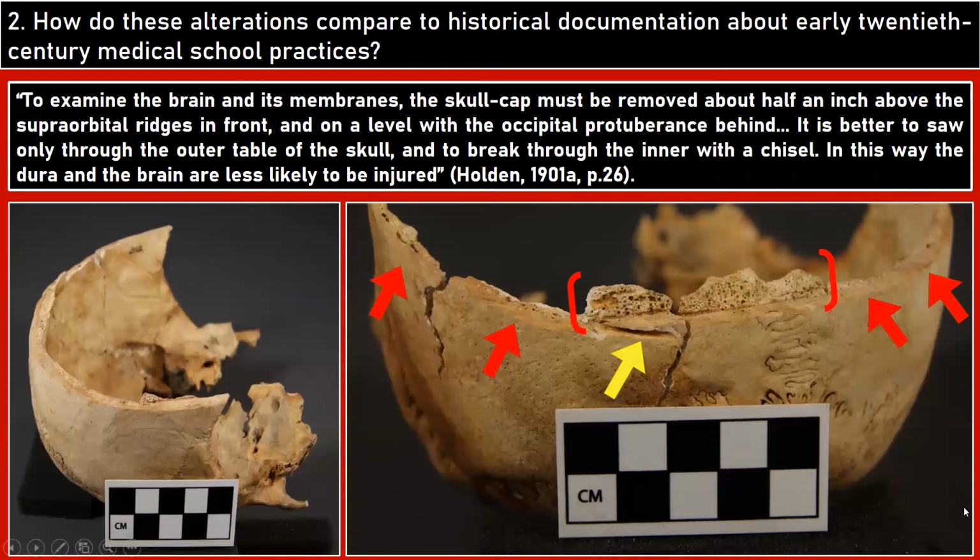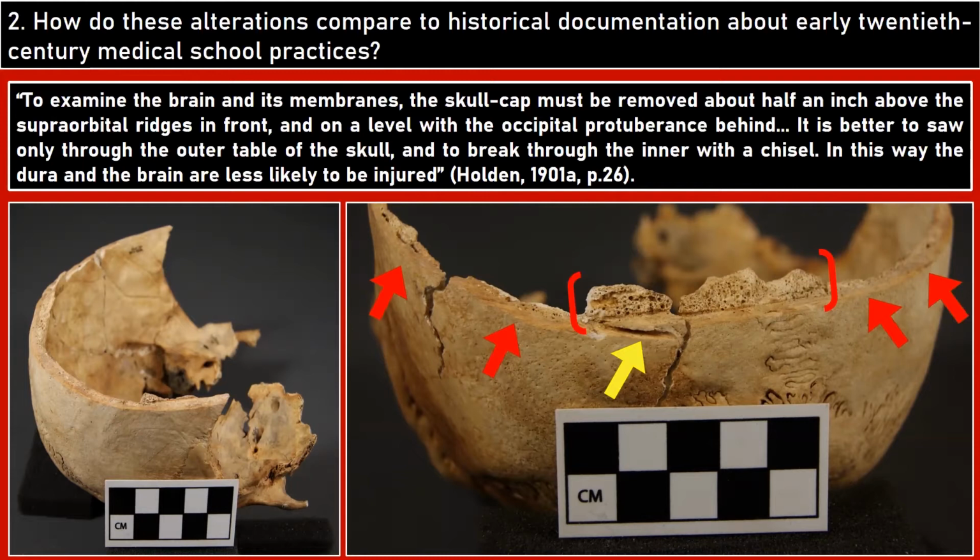So what does Holden have to say? Well, he says to examine the brain and its membranes, the skull cap must be removed, about 1/2 inch above the supraorbital ridges in front and on a level with the occipital protuberance behind. It is better to saw only through the outer table of the skull and to break through the inner with a chisel. In this way, the dura and the brain are less likely to be injured.